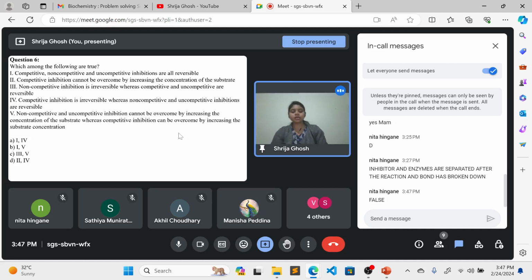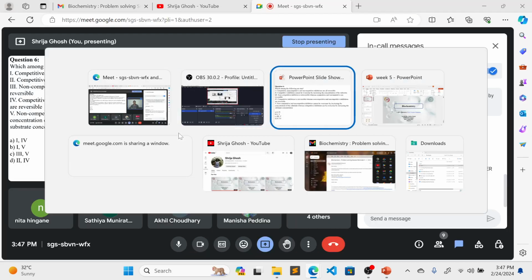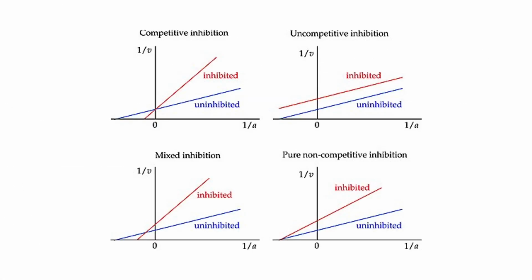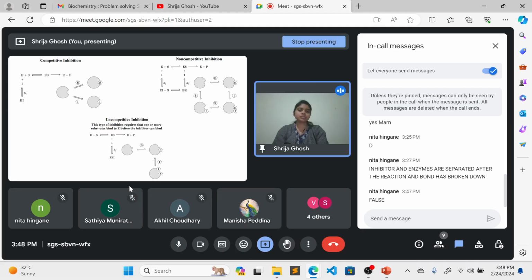Okay. So if you have seen the mechanism here, if I show you this diagram, the scheme of all 3 inhibitions, now will you say the inhibition is reversible or irreversible? Tell me, all 3.